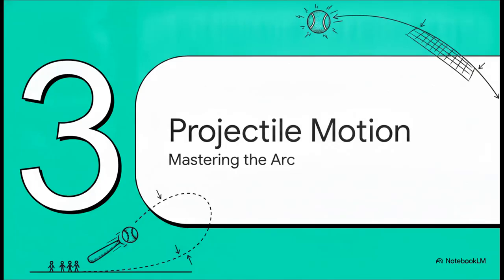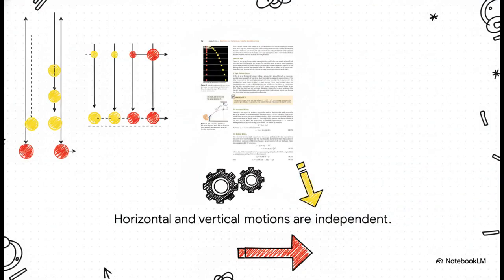Section 3. Mastering projectile motion. Now we get to apply everything we've learned to projectile motion. This is your tennis ball flying over the net or a baseball hit out to the outfield. It's really the ultimate test of two-dimensional kinematics.